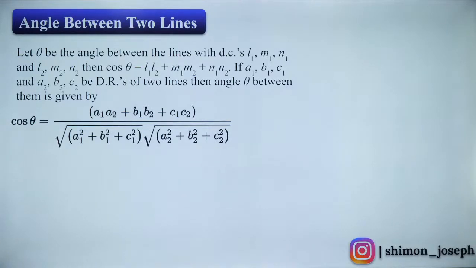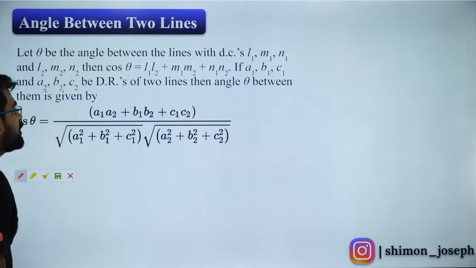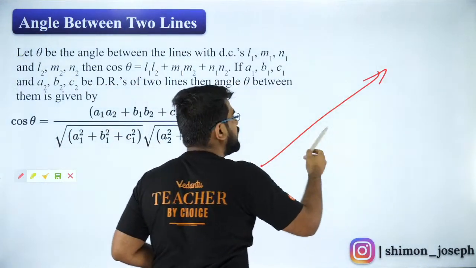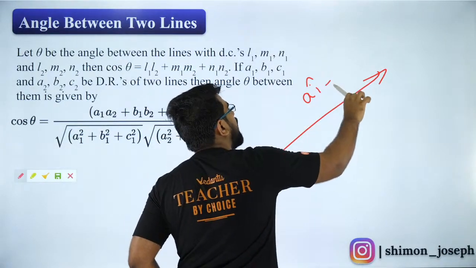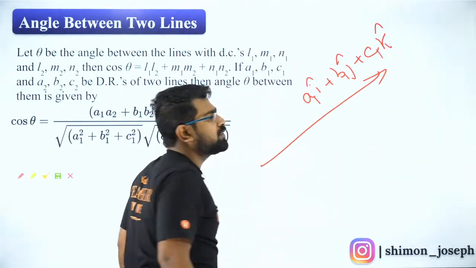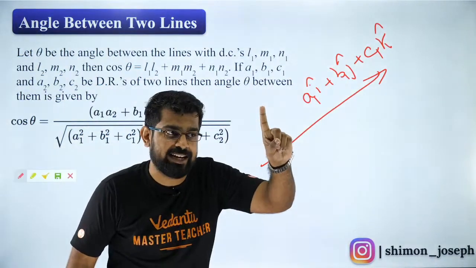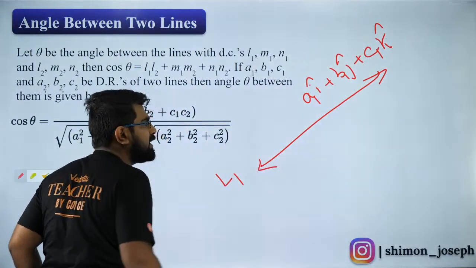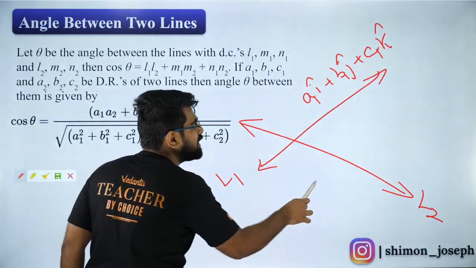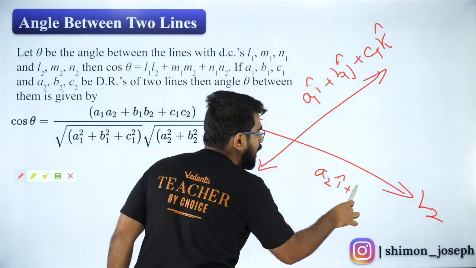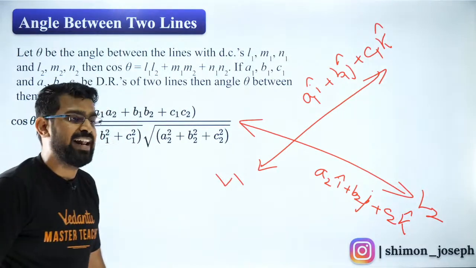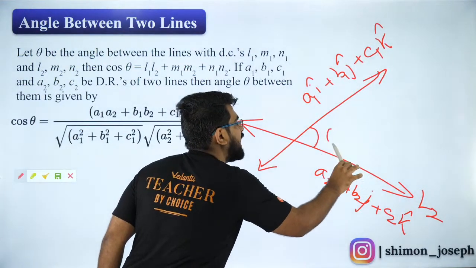Now, what is the angle between two straight lines? Let us say you have two straight lines. One straight line has direction ratios A1 i cap plus B1 j cap plus C1 k cap, so that is the direction ratio of the first line. We will call it L1. Now let's say you have another line L2, and let's call its direction ratio A2 i cap plus B2 j cap plus C2 k cap. These are the two directions. I want to find out the angle between them.